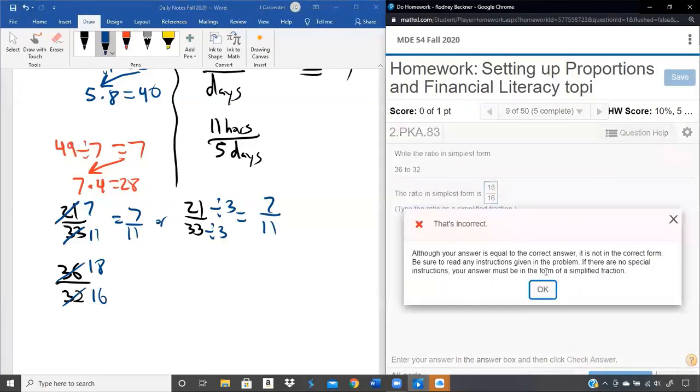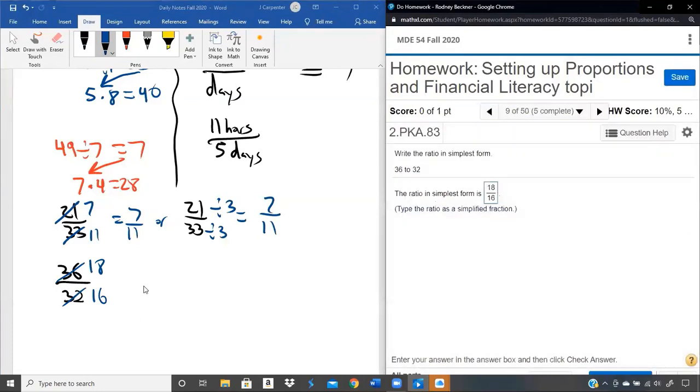and it tells me I'm wrong. Although your answer is correct, it is not in the correct form. They don't always give you exact instructions on, oh, it's right but not right. So you have to figure out what else is going on here. Well, both 18 and 16 are divisible by 2. So you've got to divide those by 2.